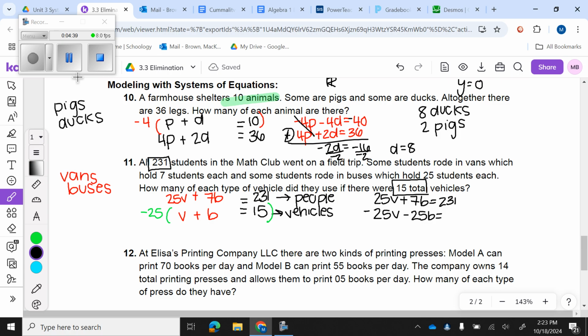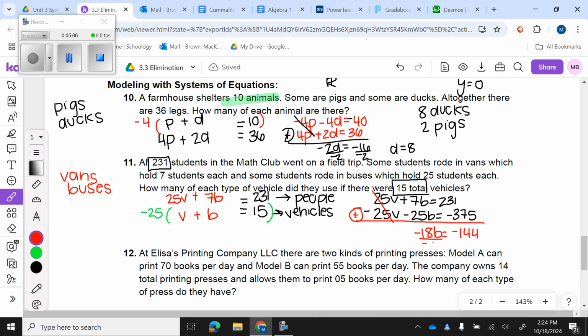And that's going to give me negative 375. Remember, we're going to come in here and add to eliminate, because these two things are the same thing with opposite signs. This is going to cancel. When I do 7 plus negative 25, I'm going to get a negative 18b equals 231 plus negative 375, which is a negative 144.